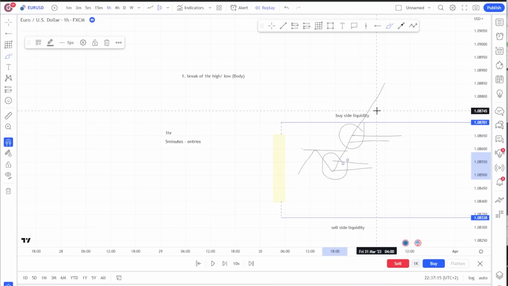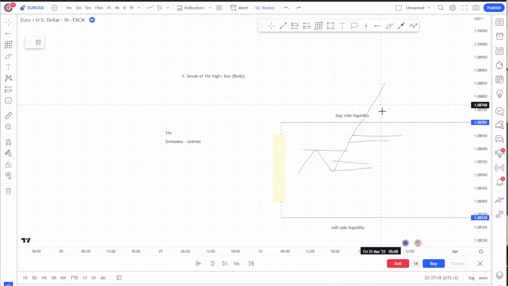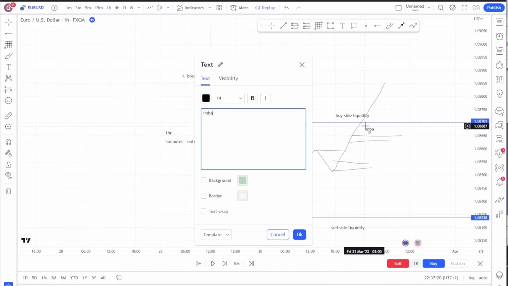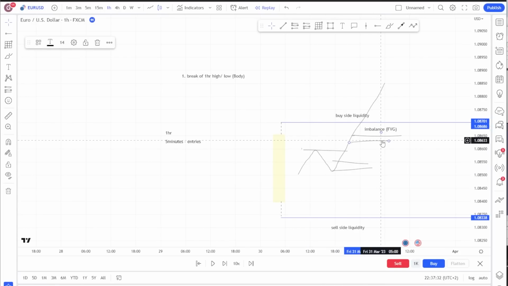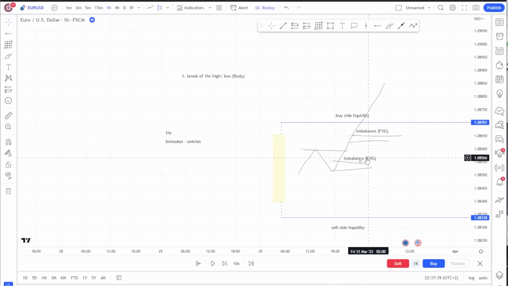block here, is because there must also be an imbalance, okay, or a fair value gap, okay? So the fair value gap is what really makes the strategy very good, because it allows you to differentiate between a order block that is going to hold and an order block that is not going to hold.